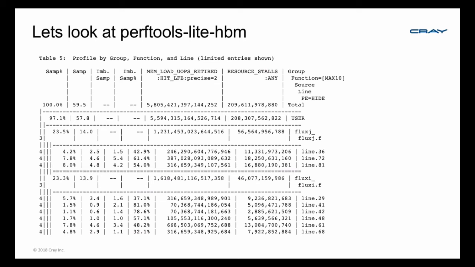We assume that most of it is waiting for memory, because this is really somewhat memory bandwidth limited. Now, the great thing about this is we have the line numbers in flux J that account for 23% of the cache misses in the whole program.